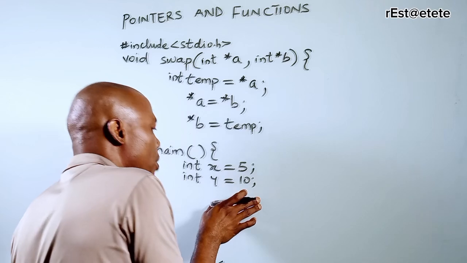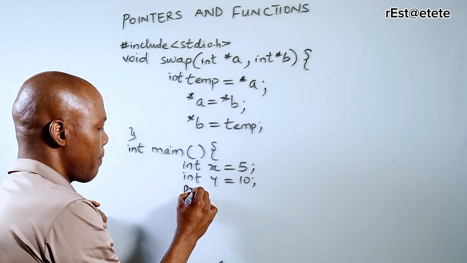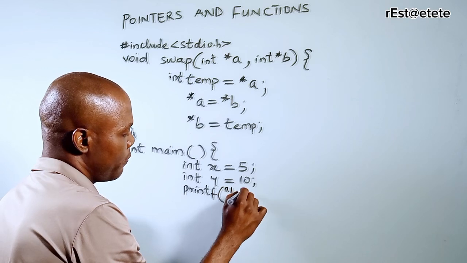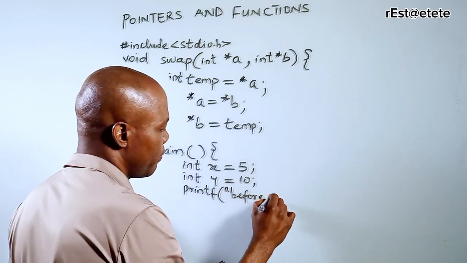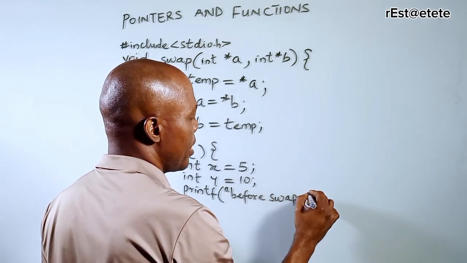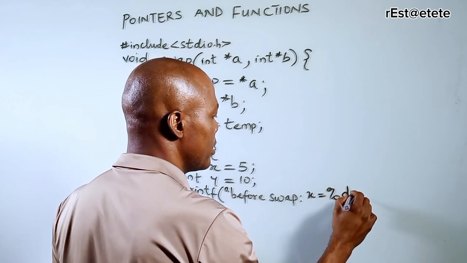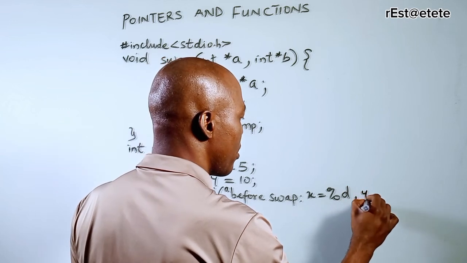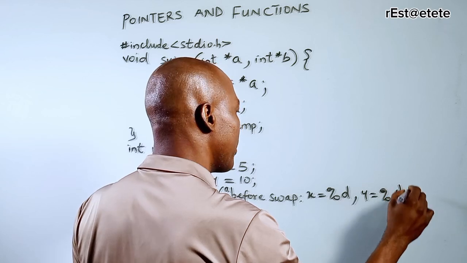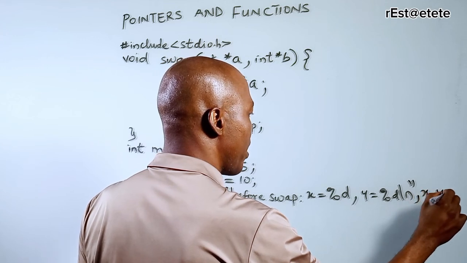Now, before I call my function, I will print out with printf, "before swap, x equals %d, y equals %d slash n". Then we'll close this, and we'll supply x and we'll supply y.